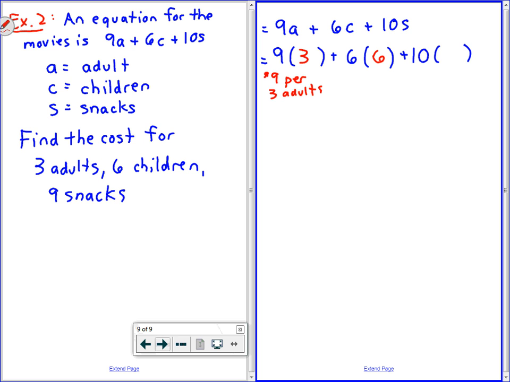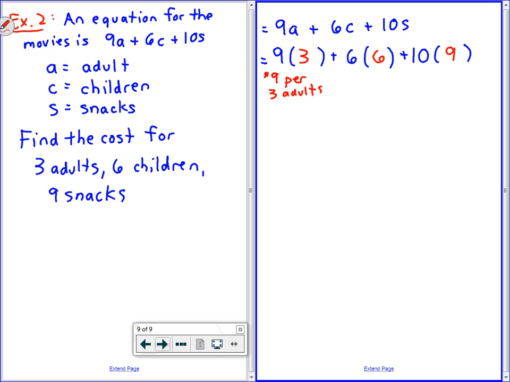Okay, so just so we're all clear here, Peyton, I'm just picking on you right now, okay? The equation was 9A, so 9 for each adult, 6 for each child, and 10 for each snack. Okay? So I have 3 adults, so I put in 3 for A. 6 children, so I put in 6 for C. And we're getting 9 snacks, so I put in 9 for S. Is that somewhat okay? Okay, we'll go through a few more here.